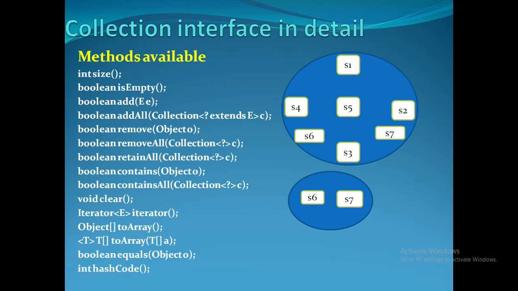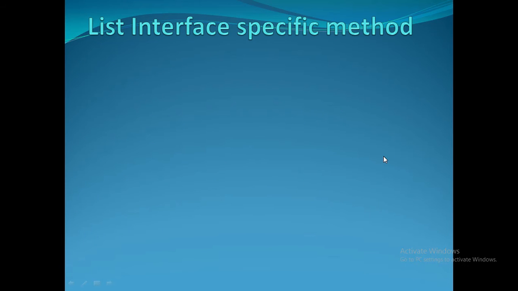Now in addition to these methods, list has its own specific methods. So let's see that. Whatever methods you see here will be list specific. And I have told you, in list, index plays a very vital role. So whatever method you find will have an index. So the first one is add.